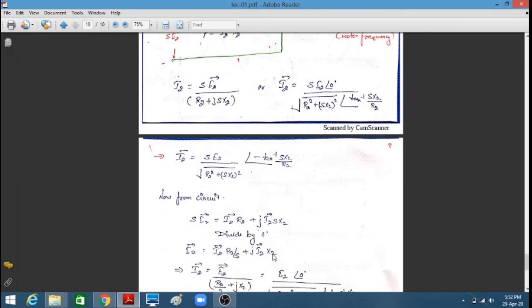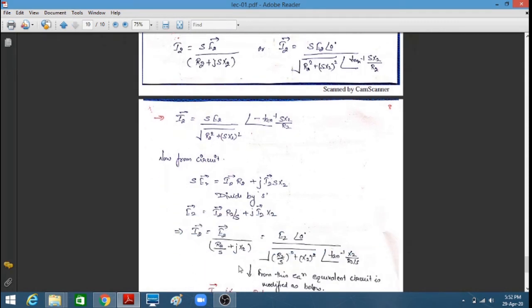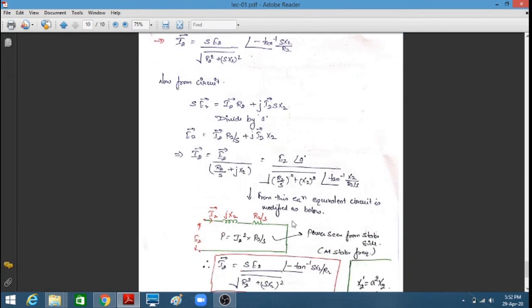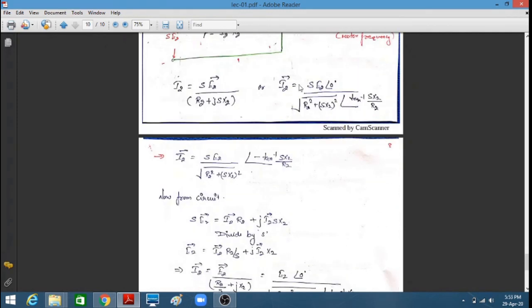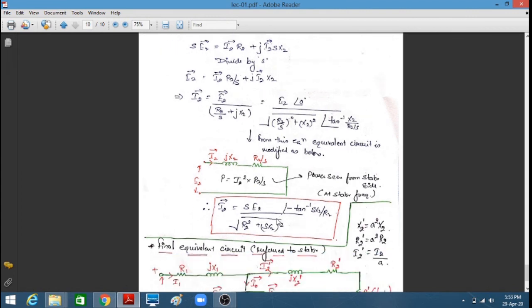Divide by s. As I said, the equation will be rearranged, and the circuit will become this. Now the power will be I squared into R2 by s. This will be the power seen from the stator side, or from our side. The final equation is this. This I2 and the earlier I2 are similar. Nothing has changed. We just divide R2 by s, and the same equation will appear.